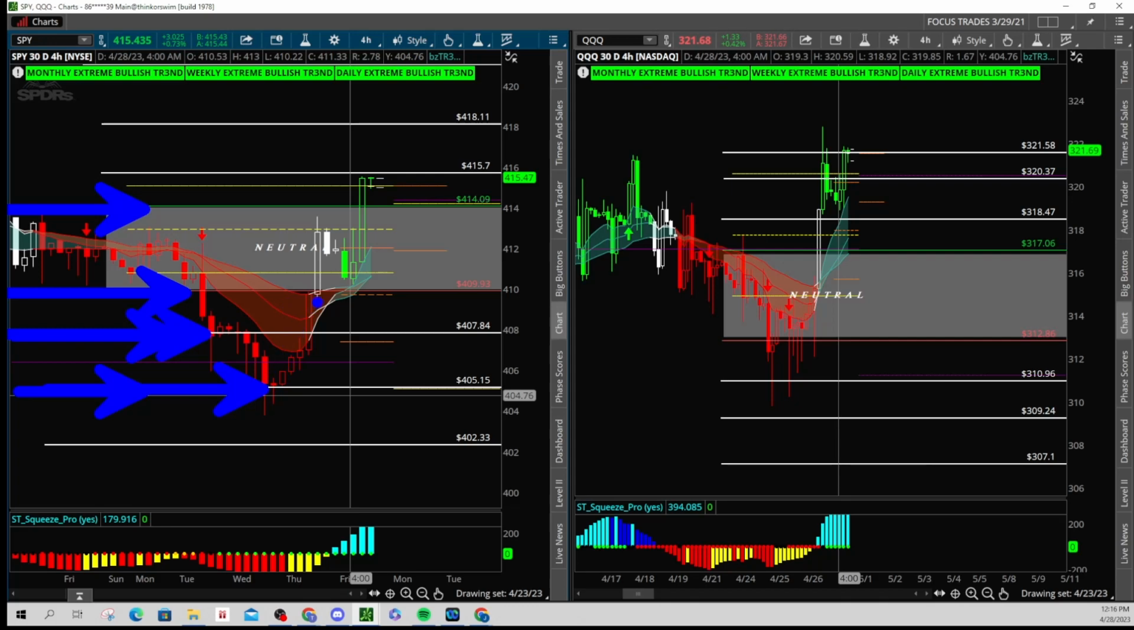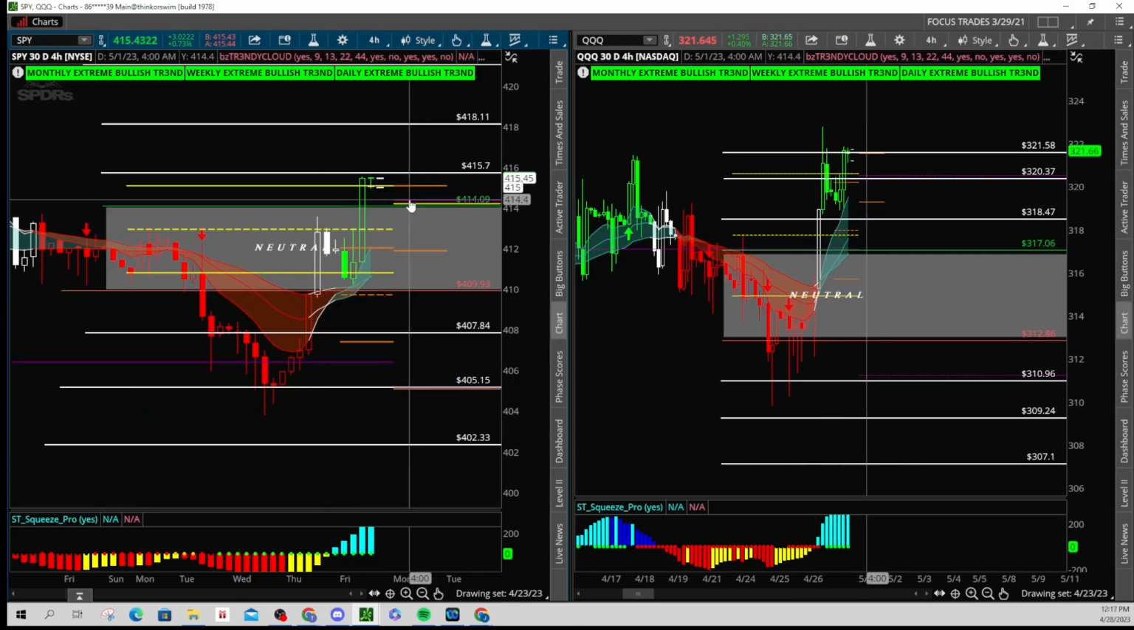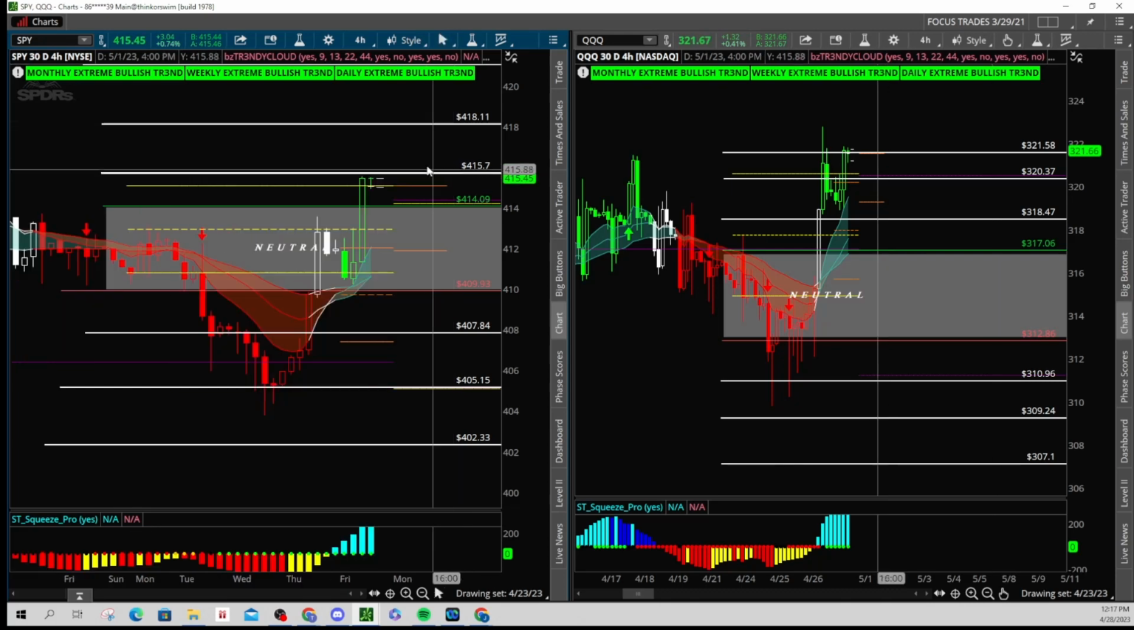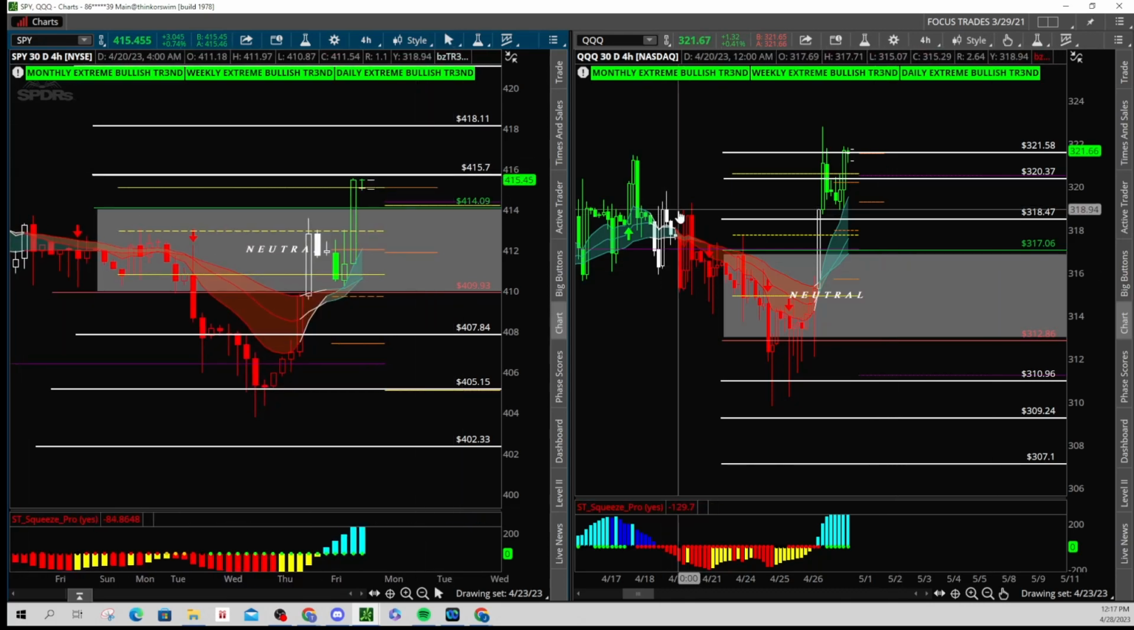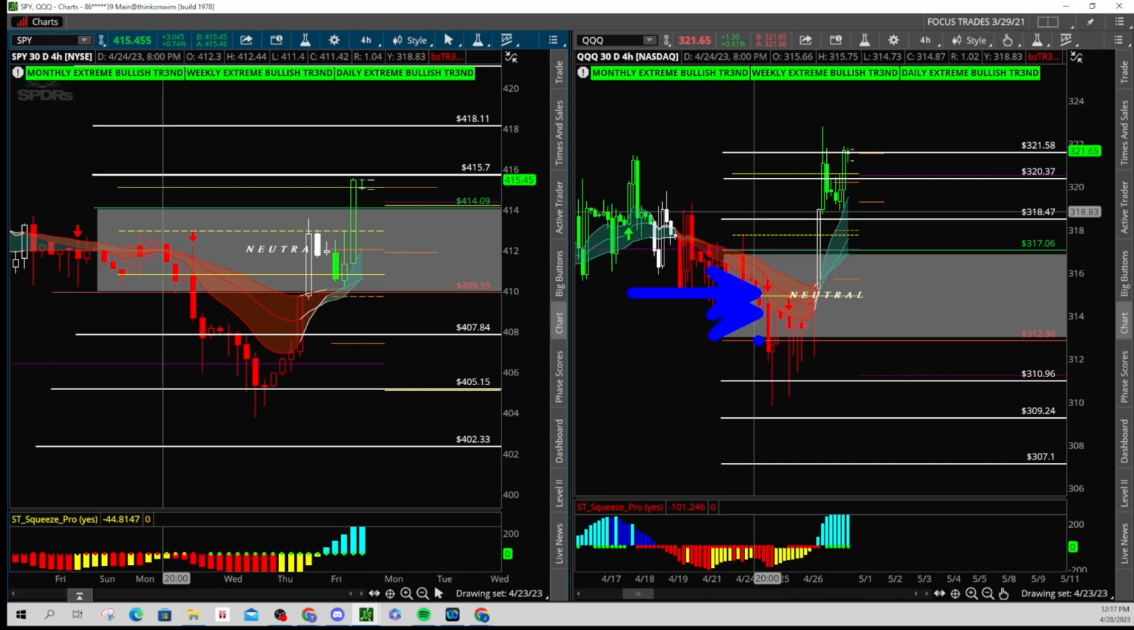And then obviously it gets above the cloud. It starts to move even harder. It dips back to the cloud, and now we're pushing above the 414 level and trying to get into that T1 around 415.70. Over here on the QQQ, I personally traded this. I traded it in the neutral. I bought on the dips.